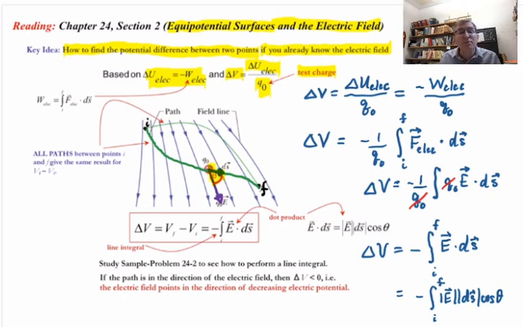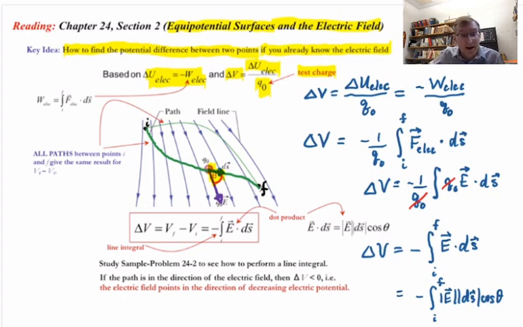Now we're going to do that same process for all the little steps between point I and point F. Okay, and there are an infinite number of them. And we got to add up the results we get to get the grand total. Okay? And that's called a line integral. And that's what you do to get the potential difference between 2 points if you already know the electric field that is there. You pick a path between the 2 points in question, I and F, and then you do this integral, negative E dot ds.